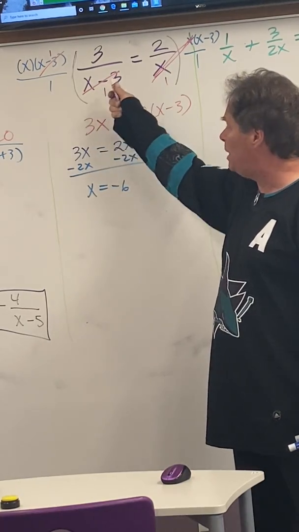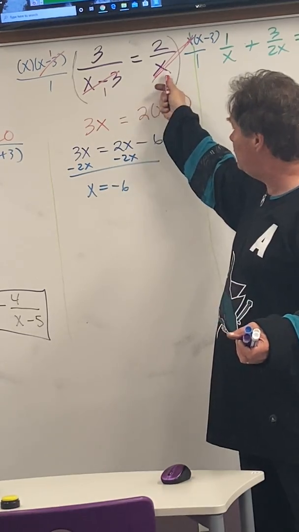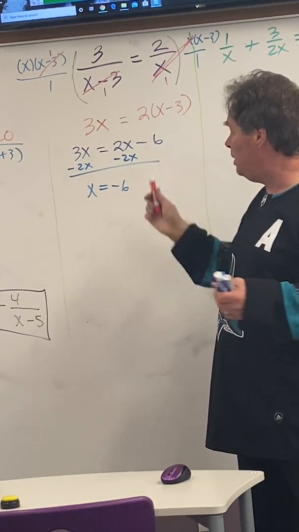So negative 6 minus 3 is negative 9. That's not 0, so that's okay. Negative 6 by itself is not 0. So this is a good solution.